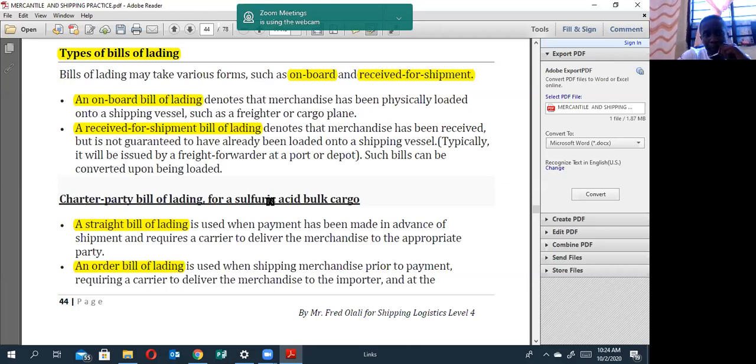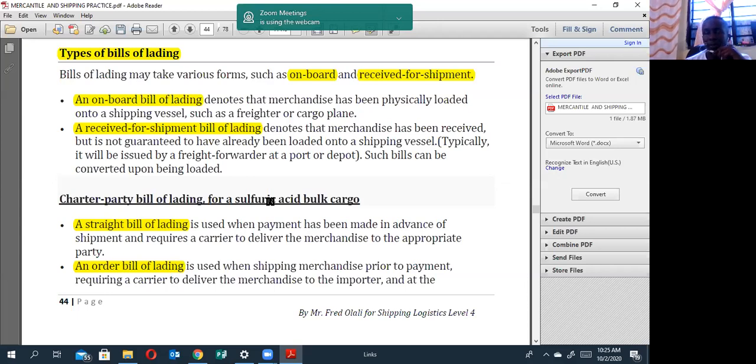Another type is the received for shipment BL. Now, this one comes when the merchandise has been received, but it is not guaranteed to have already been loaded onto a shipping vessel. Typically, it will be issued by a freight forwarder at a port or a depot, and such BLs can be converted upon being loaded. So it's simply acting like a receipt that I've received your goods and they will be loaded.